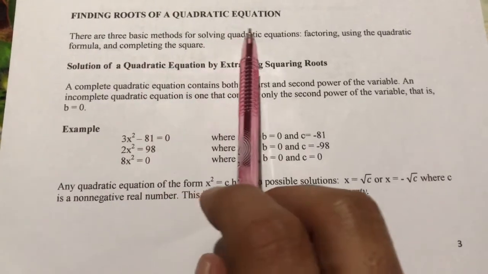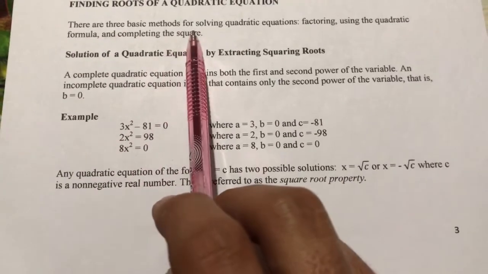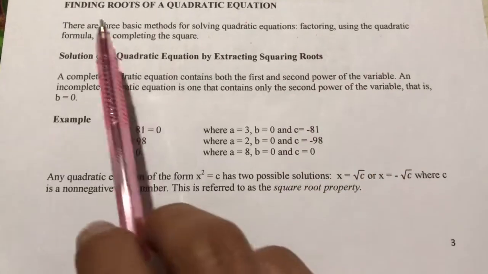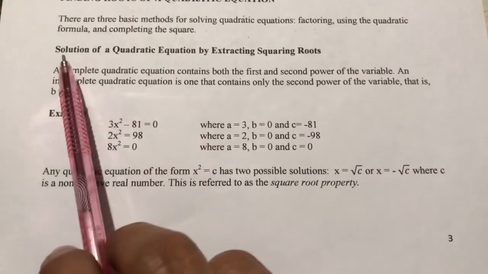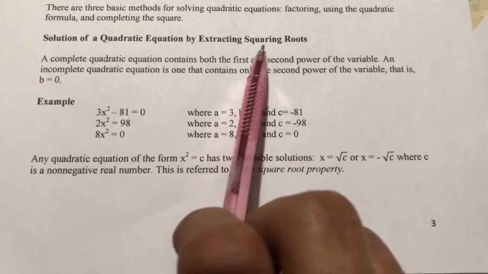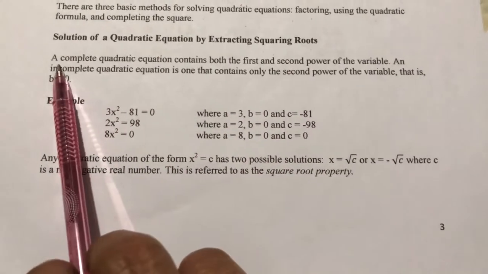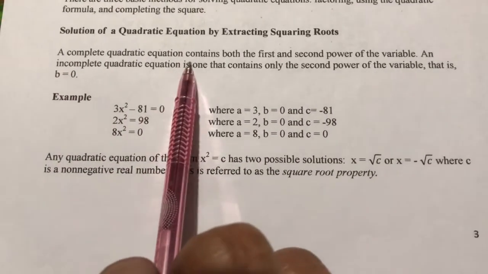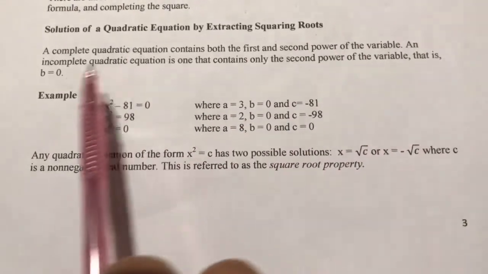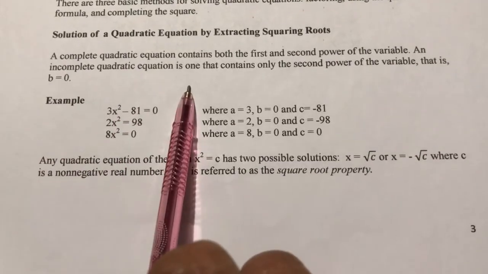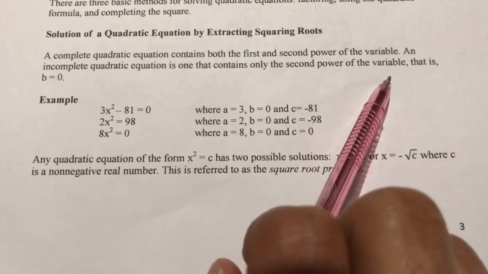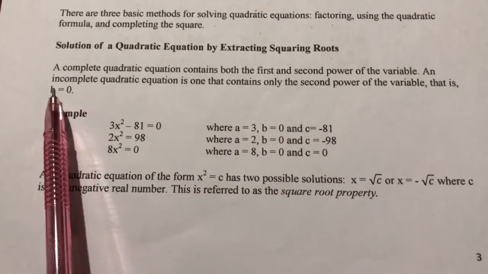Finding roots of a quadratic equation. There are three basic methods for solving quadratic equations. First, factoring, using the quadratic formula, and completing the square. So, prior to that, gawin muna natin to. Solution of a quadratic equation by extracting square roots. A complete quadratic equation contains both the first and the second power of the variable. An incomplete quadratic equation is one that contains only the second power of the variable, that is b equal to 0.